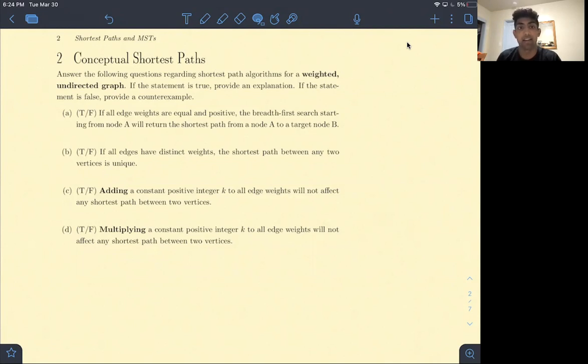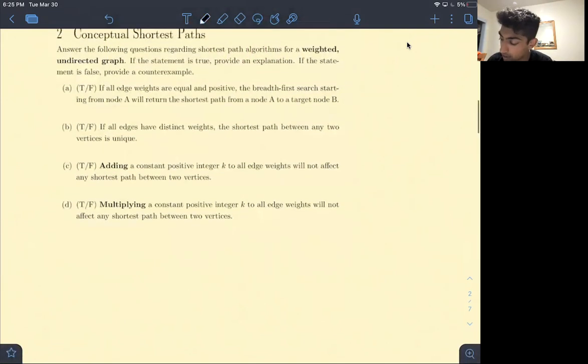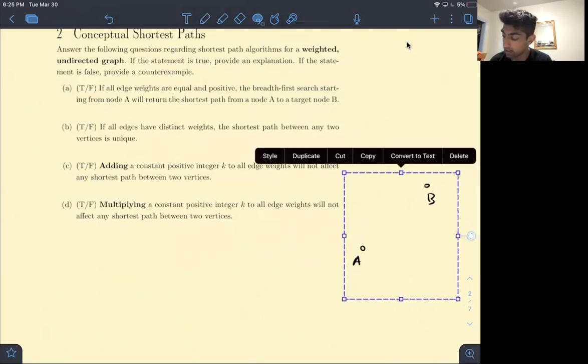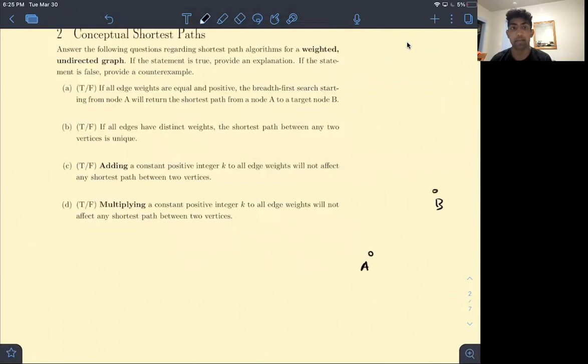Part A, if all edge weights are equal and positive, the breadth first search starting from a node A will return the shortest path from a node A to a target node B. So what this is saying is that if we have some sort of graph, let me just quickly create a graph. Let's say we have A and B. Let's move that down. Okay, so say we have some graph with A and B, and then we run BFS.